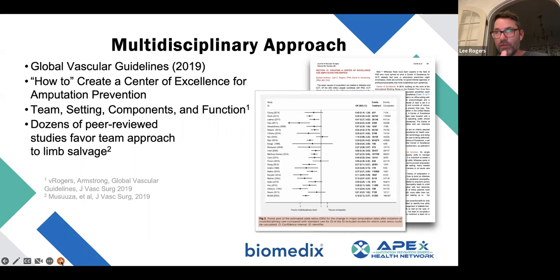But you can see here, this is a forest plot. So how you read this is that anything to the left of the line favors a multidisciplinary approach. Anything to the right of the line shows that it didn't make any difference. So what we see here is that most of these studies favor a multidisciplinary approach, including the standard deviations, which are the line that goes across there. And so the standard deviation, even in most of these studies, stays all the way to the left of the line, meaning that these are highly significant for favoring a multidisciplinary approach.